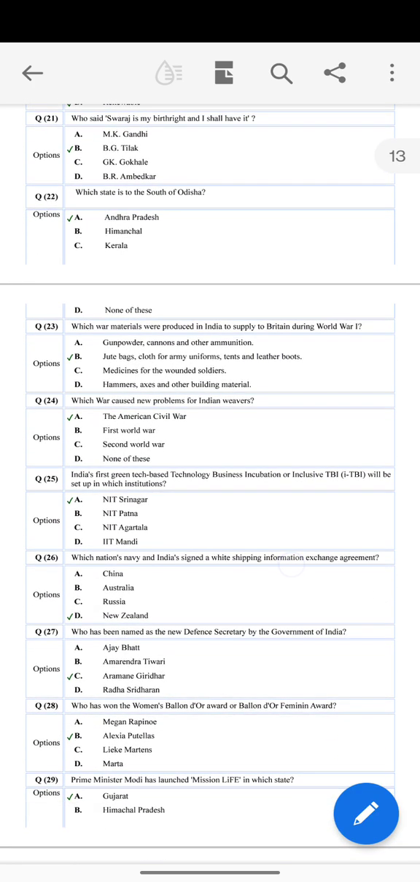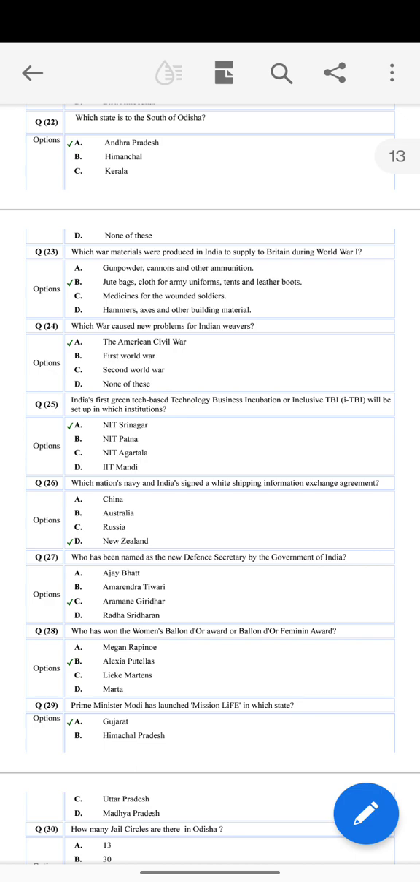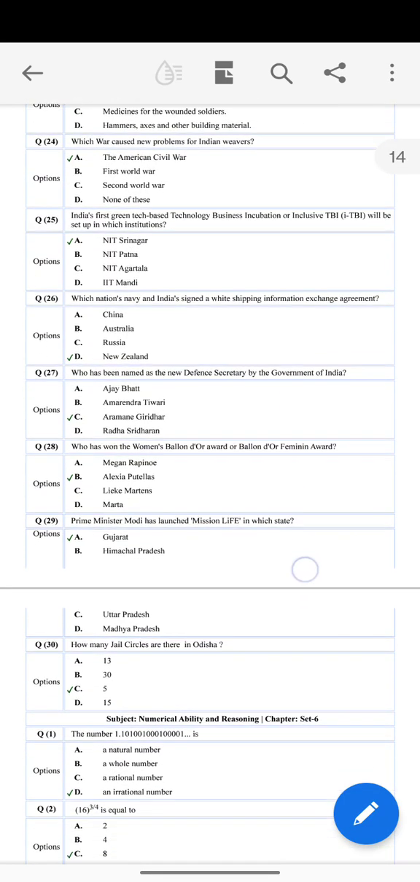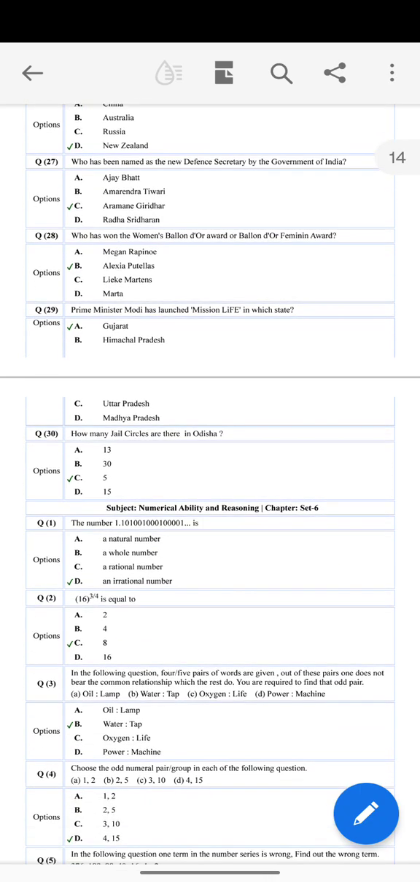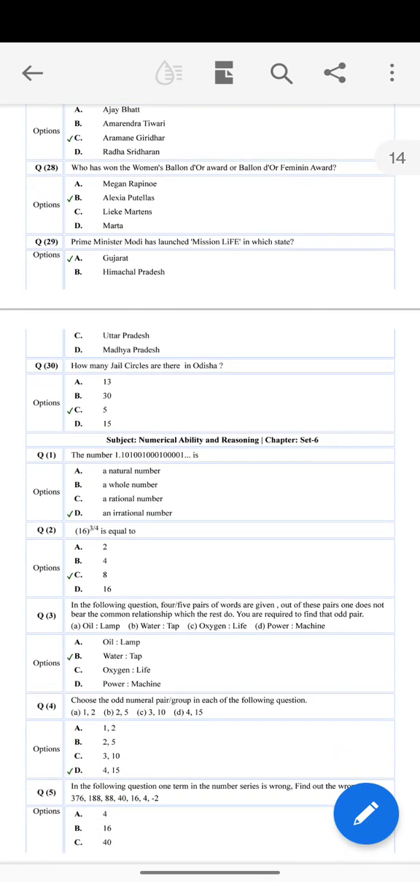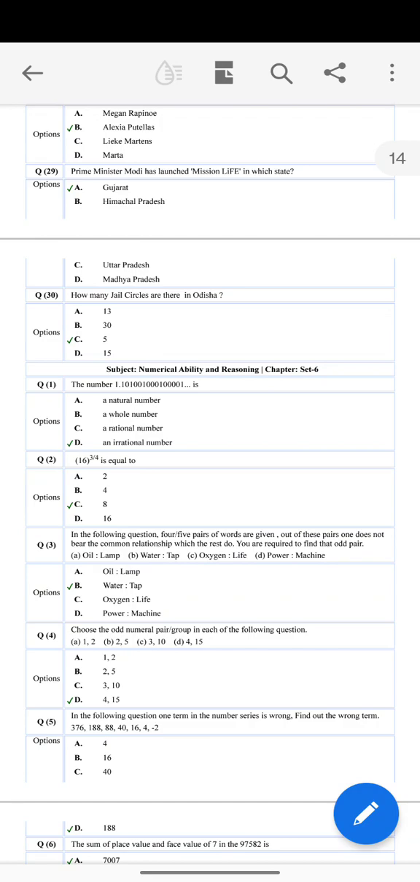So again, this is the question from general knowledge subject. So I can see the major part of this section is of general knowledge subject rather than computer subject or general science subject. Okay, so let's move forward, and the last question, question number 30, is how many jail circles are there in Odisha? So this is a question from Odisha state only. So again, this is a question from general knowledge subject.